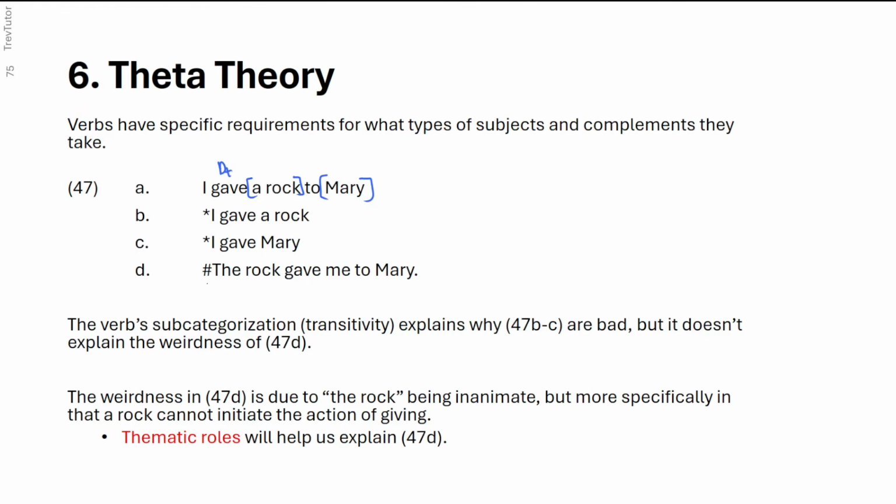But there's also some weirdness too. Because if you say the rock gave me to Mary, it doesn't sound quite right because the rock isn't something that can give something. And also people aren't things that you can give to other people. So it's not ungrammatical, but semantically it's weird. So subcategorization, the complements that it's selecting specifically in terms of category, can only account for why B and C are bad. But the weirdness of D can't be accounted for that.